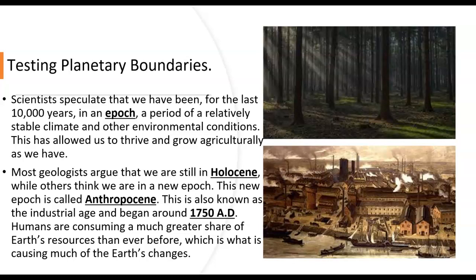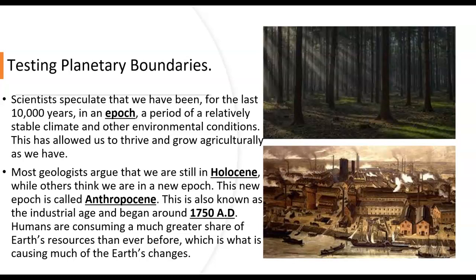Scientists speculate that for the last 10,000 years or so, we've been in an epoch, or a period, of relatively stable climate and environmental conditions. And for us, that's a good thing, right? Because that stability allows us to make predictions and grow crops, because we can make predictions about how the environment is going to behave. And the organisms are able to adapt to those environments without having too much trouble.